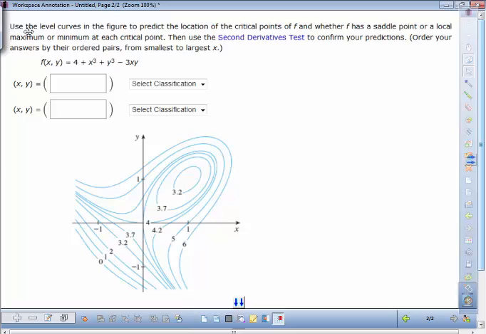It says here to use the level curves in the figure to predict the location of the critical points of f and whether f has saddle points or local max or mins at each of the critical points. Then use a second derivative test to confirm your predictions.